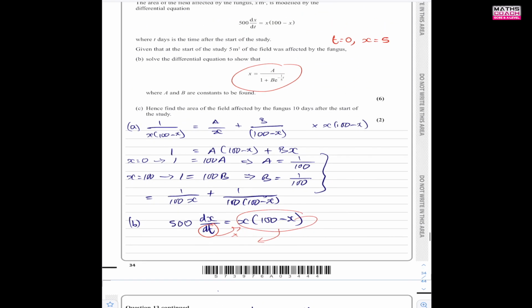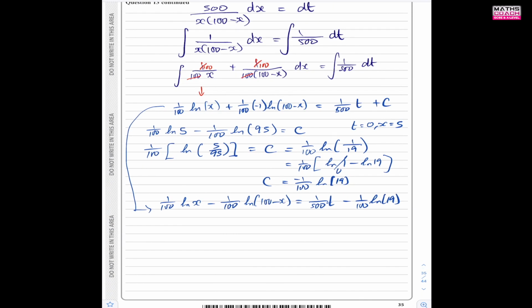I guess we need to make x the subject. To make x the subject, we're going to multiply everything by 100 to get rid of all the 1 over 100s. So multiply both sides by 100. So we'll have ln x minus ln of (100 minus x) equals 1/5 t minus ln of 19. I'm going to take that to the left hand side and add it on. So we'll have ln x minus ln of (100 minus x) plus ln of 19 equals 1/5 of t.